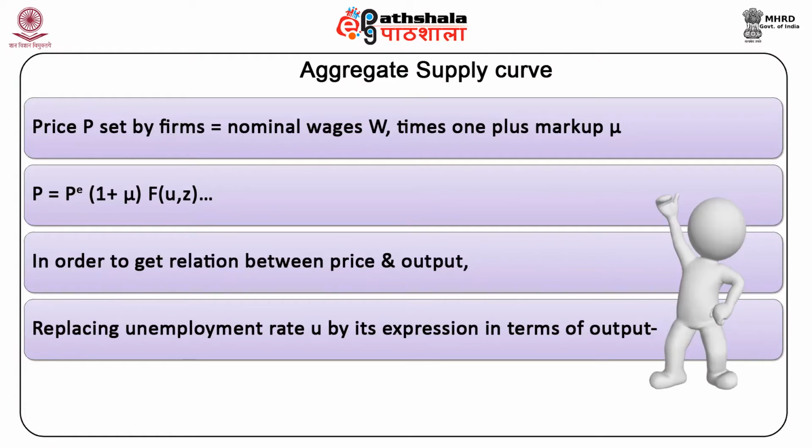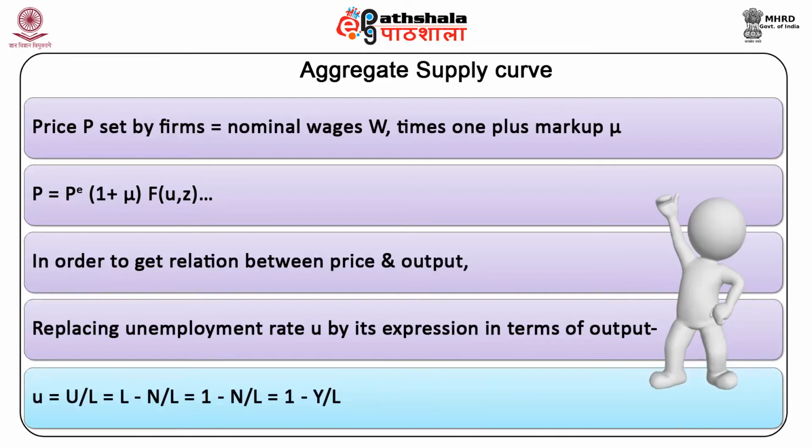In order to get a relation between price and output, we replace the unemployment rate U by its expression in terms of output: small u is equal to capital U upon L, which is equal to (L minus N) upon L, which is equal to 1 minus N upon L, which is equal to 1 minus Y upon L. The first equality follows from the definition of the unemployment rate. The second equality follows from the definition of unemployment. The fourth equality follows from the specification of the production function, which says that to produce 1 unit of output, 1 worker is required, so Y is equal to N.